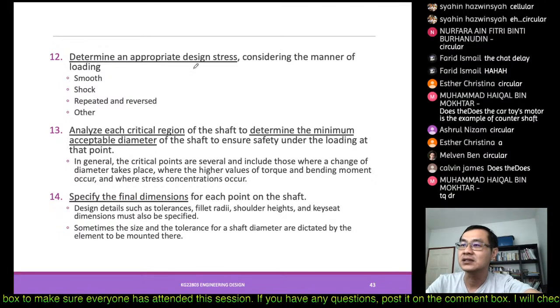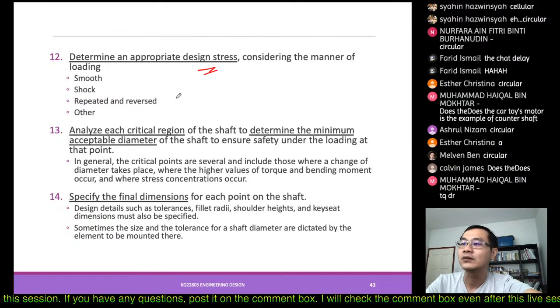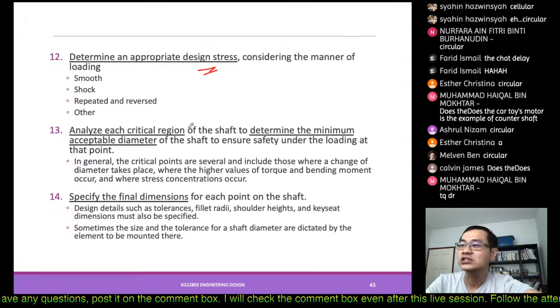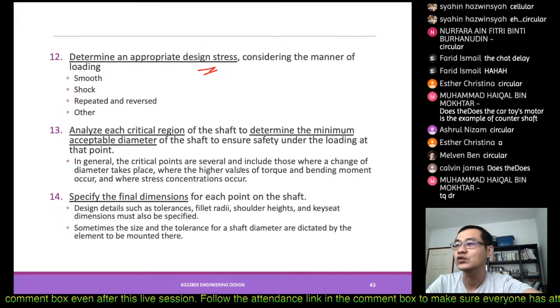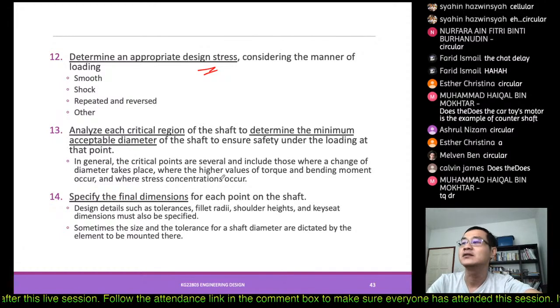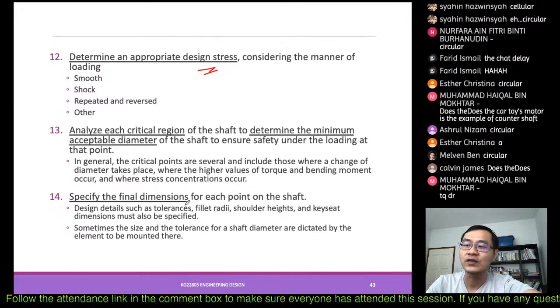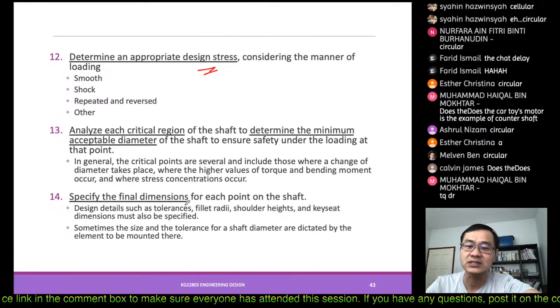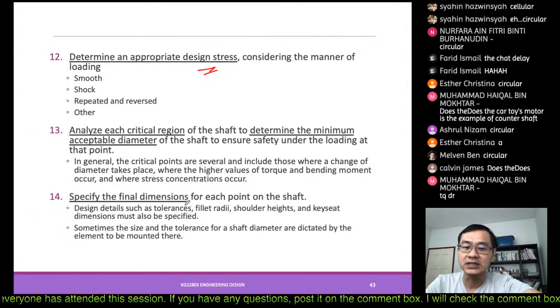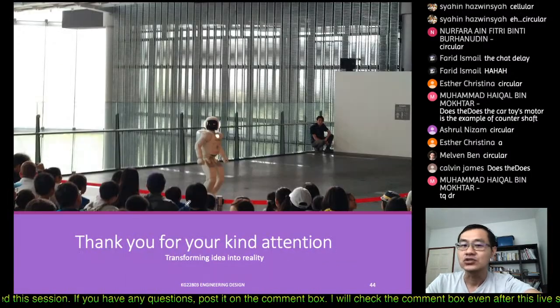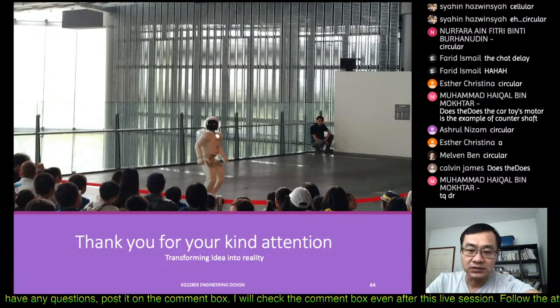We select what kind of conditions we apply. From there we check which are the critical regions where we want to know the minimum diameter. From there we calculate, and at the end we finalize the dimensions. So this is what we generally do to design a shaft, right? So that's all for these sections.